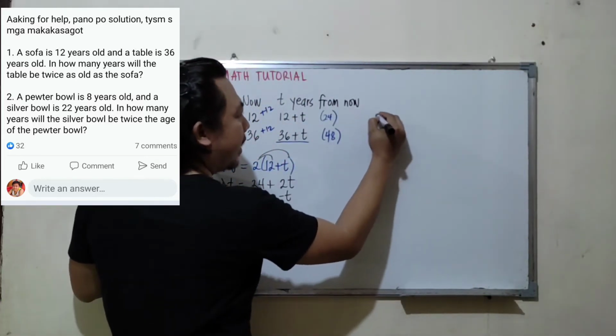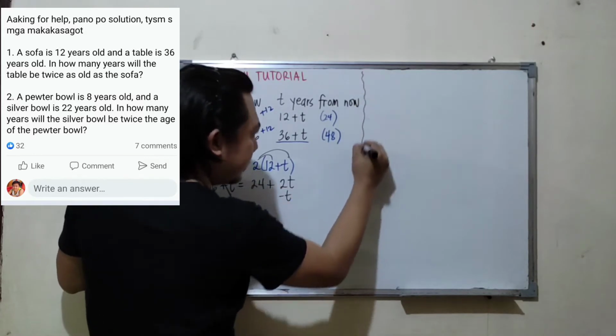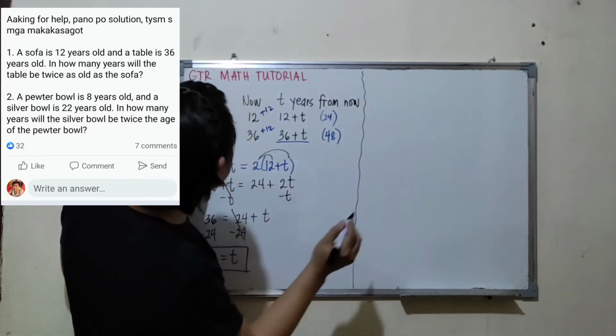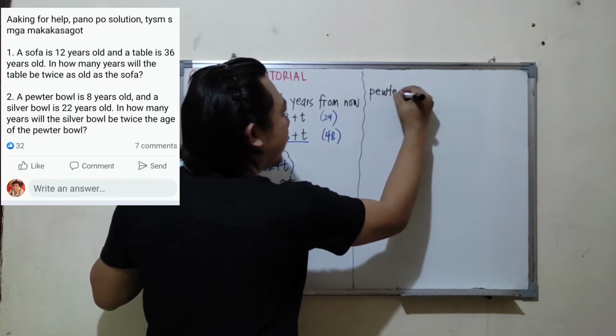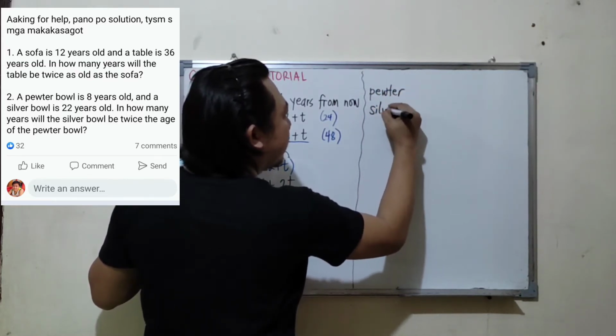So, we have, tingin natin to. Pagka-share na natin dyan ang solution. So, we have pewter bowl, and then we have silver.